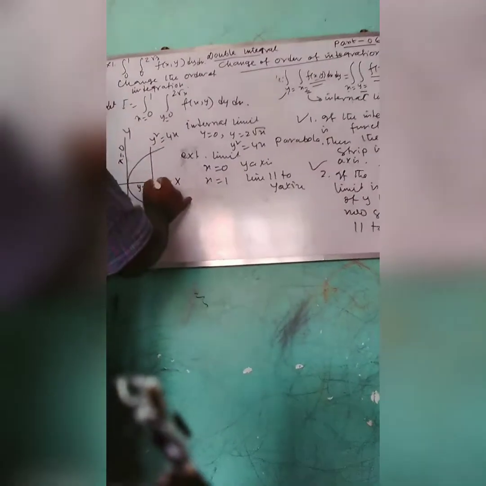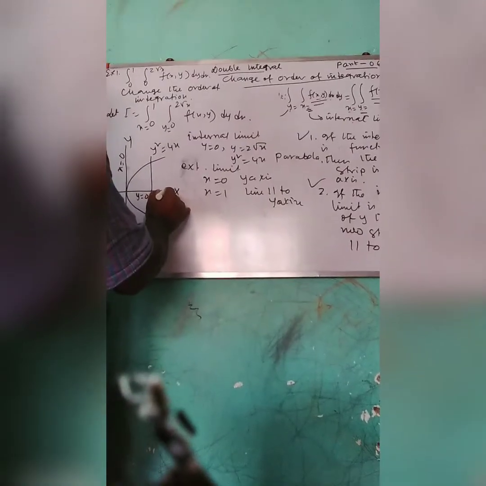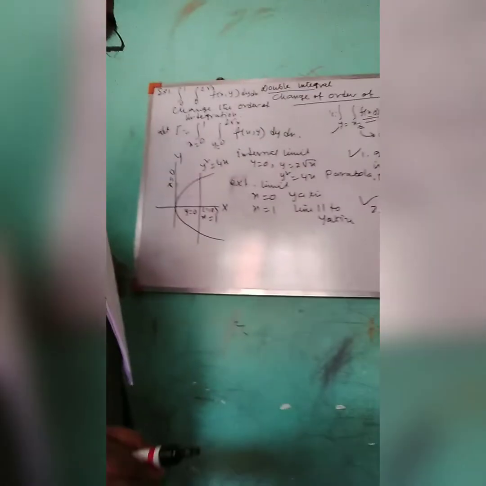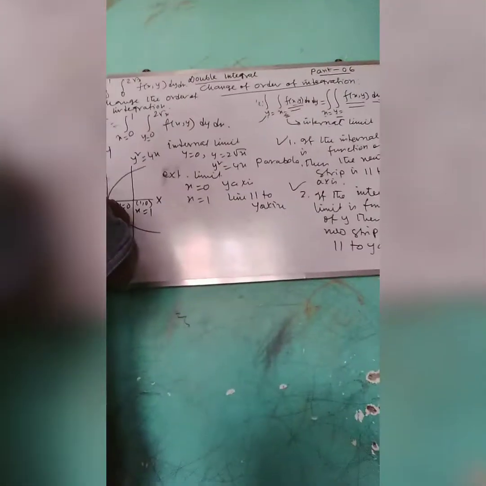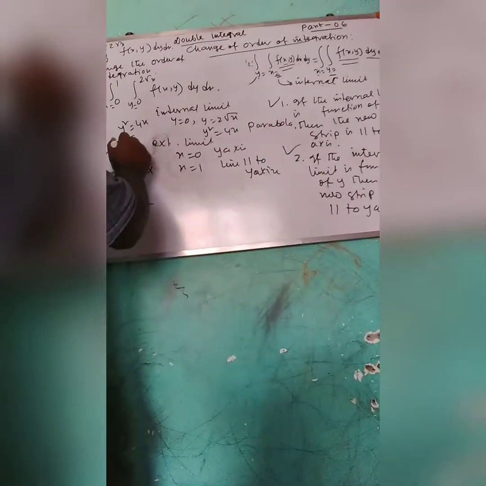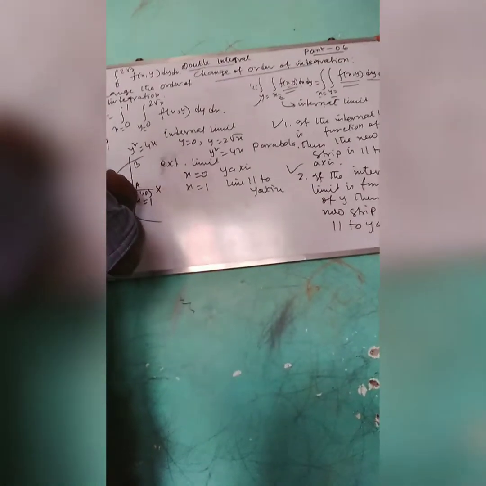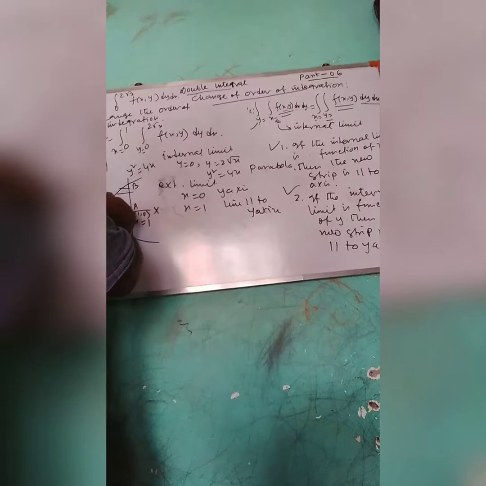So this point is (1, 0). Understand? This point is (1, 0). So this is origin O, this is A, this is B. This will be the shaded region.